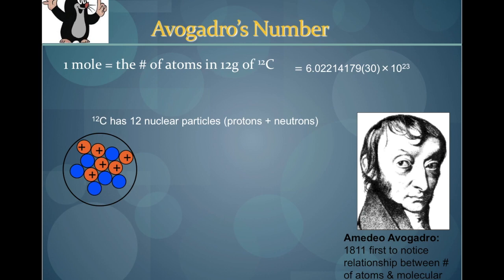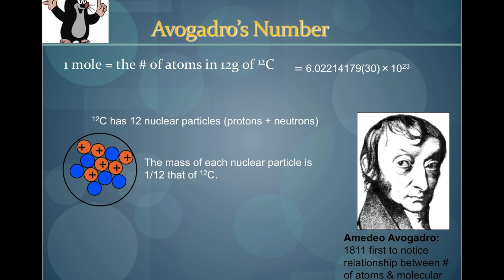This is an atom of carbon-12, the nucleus of a carbon-12. And remember, carbon-12 is an isotope of carbon that has 12 nuclear particles. Carbon has an atomic number of 6, which means it has 6 protons, and 6 plus 6 is 12, so it also has 6 neutrons. So if we look at this nucleus, the mass of each nuclear particle in the nucleus is 1/12 of that of carbon-12.